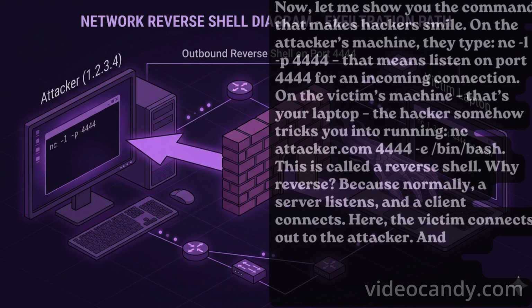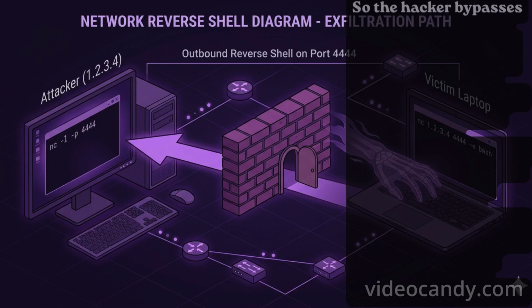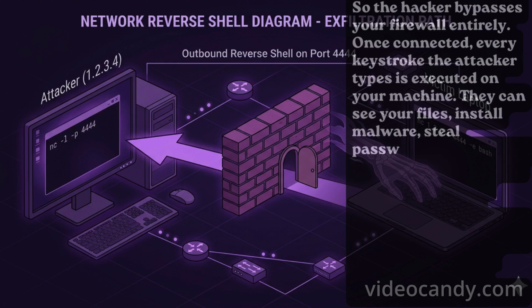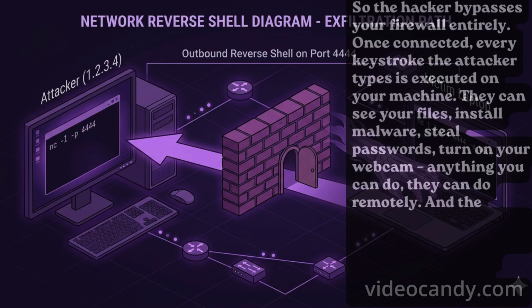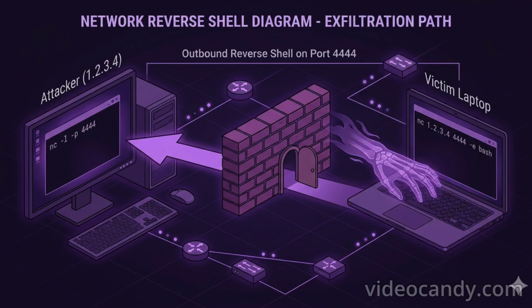Yes, the victim connects out to the attacker, and most firewalls block incoming connections, but they allow outgoing ones like web browsing. So the hacker bypasses your firewall entirely. Once connected, every keystroke the attacker types is executed on your machine. They can see your files, install malware, steal passwords, turn on your webcam. Anything you can do, they can do remotely, and victims see nothing. No pop-up, no warning, just a silent background process. That's the power of one command.